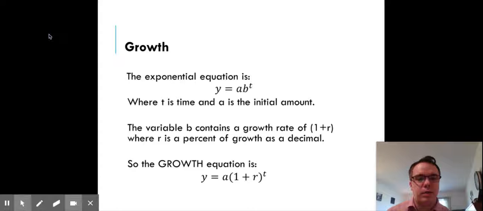So since we're starting with growth, we're going to add our rate. And remember, a rate is a percent, and we're going to have to write that as a decimal. So in the end, the equation we're going to be using is y equals a times 1 plus r to the t. So that's what we're going to be using for growth.